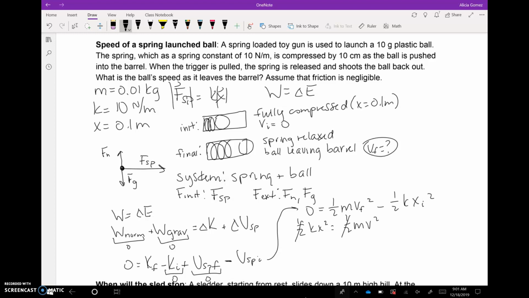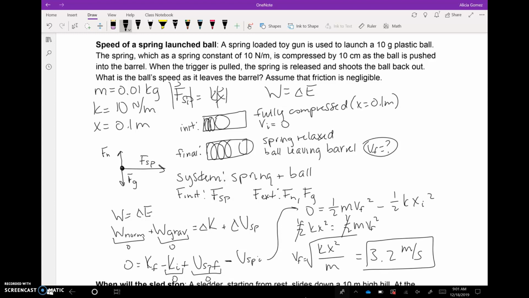And we're solving for speed here. Just making sure we have enough information to solve this: we know the spring constant, we're good there. We know x, and we know m, so we have enough information to solve here. Rearranging, we end up with our final speed is the square root of k x squared divided by m, which when we plug in our values, making sure that we did convert, which we did earlier, we end up with about 3.16 or 3.2 meters per second for the speed at which the ball leaves the barrel.